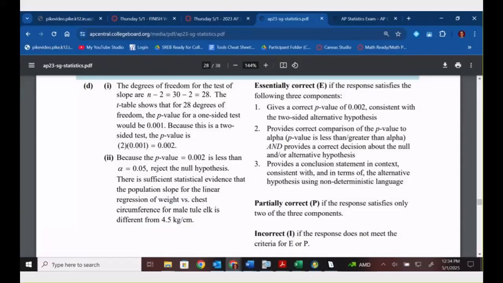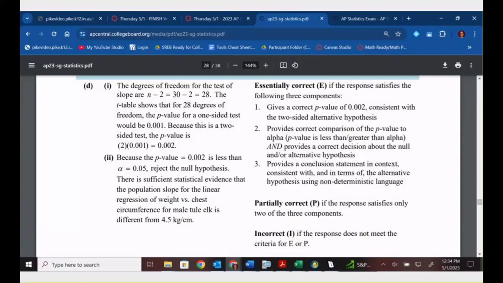So for part D1, what we'd be looking for here, you would have 28 degrees of freedom. For 28 degrees of freedom, the p-value would be 0.001 because it's a 2-sided test that would make it 0.002. You could use the calculator, I believe. Did they give you a test statistic? Since they gave you a test statistic and you know your degrees of freedom, you could put it into the calculator to get the p-value. You do not have to use the table to get the p-value. Just make sure that you times it by 2 since it's a not equal.